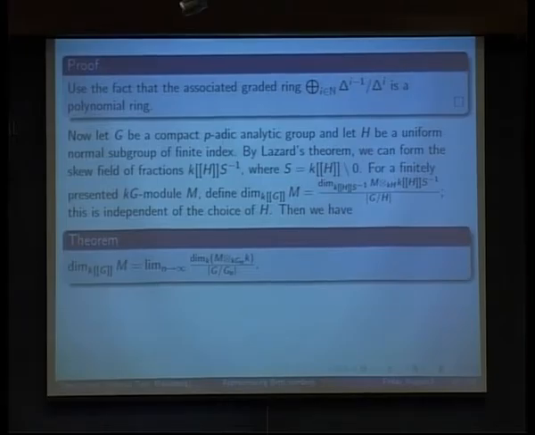So the dimension of M induced up to K⟦H⟧ S^{-1}, and then divide by the index of H in G. This is independent of the choice of H, and you get that the dimension of M over K⟦G⟧ is the limit of the dimensions of M tensor over KG_n of K, divided by the order of G over G_n.